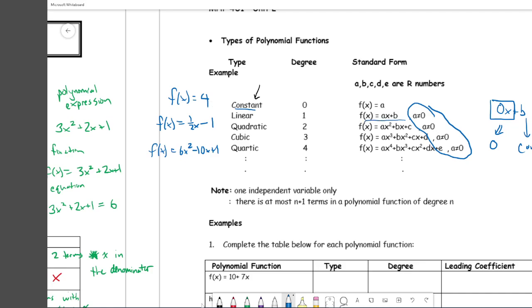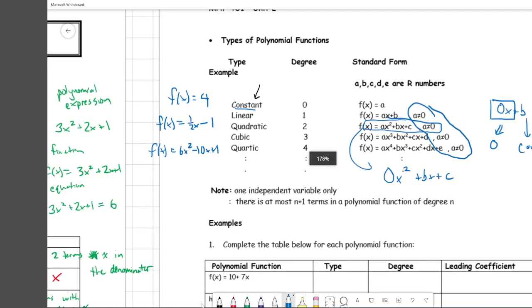Again, we could do the same analogy. We could look at the second one and go, well, if a is 0, then I have 0x squared plus bx plus c, but 0x squared is really nothing, so really all I have is bx plus c, which is a linear, not a quadratic. So that's why they're writing that little restriction there. Of course, if the leading coefficient is a 0, you don't really have that type of polynomial.